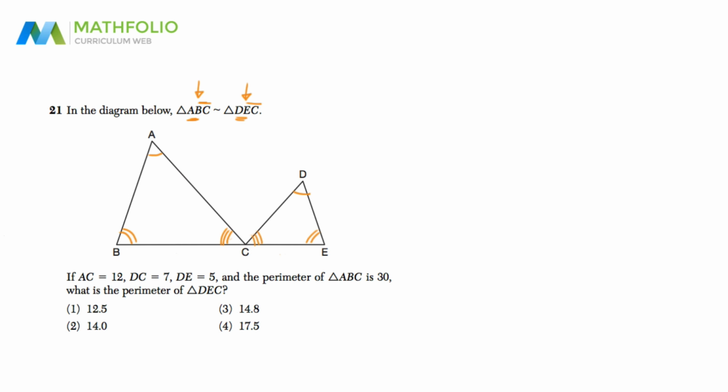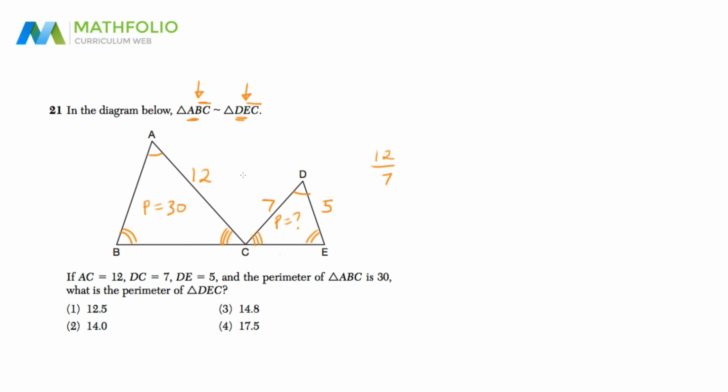All right. So now that we've labeled that, it says if AC is 12, A to C is 12, DC is 7. Well, we know that those are matching, right? Because this has got 1 arc to 3 arcs, 1 arc to 3 arcs. So 12 corresponds with the 7. Now we're also told DE is 5. And the perimeter of ABC is 30. What is the perimeter of DEC?